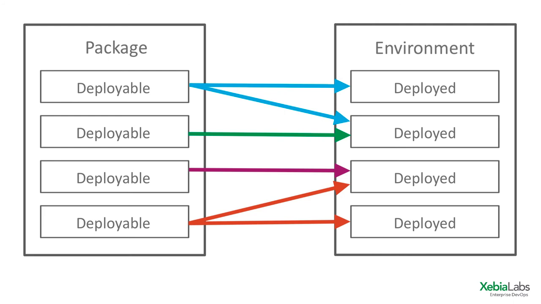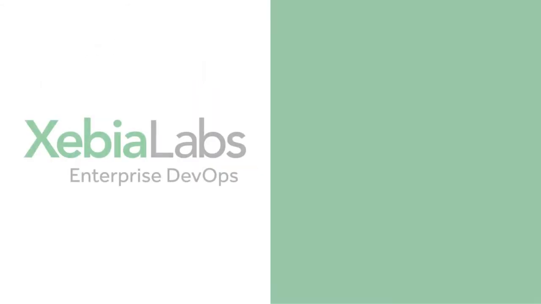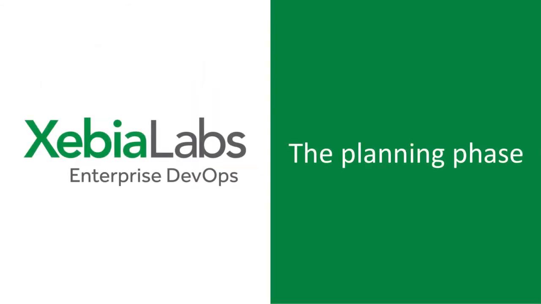The mapping of deployables to targets also generates a plan made up of the steps that will be executed during deployment. The time required to generate the deployment plan is called the planning phase. It's important to understand the planning phase because this is the point at which you can customize the platform's behavior.